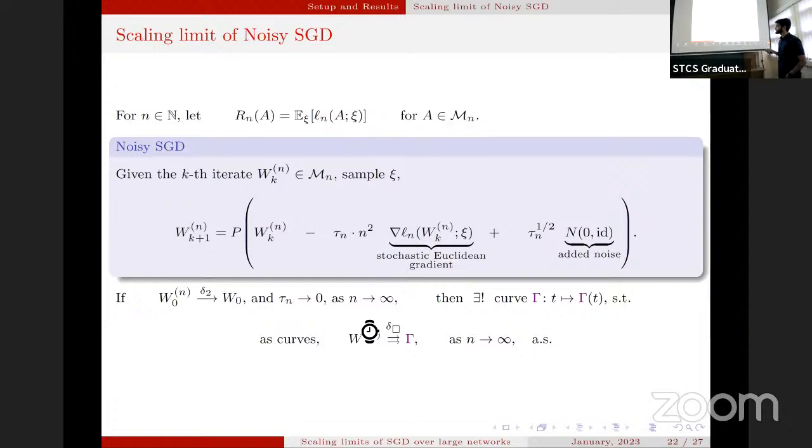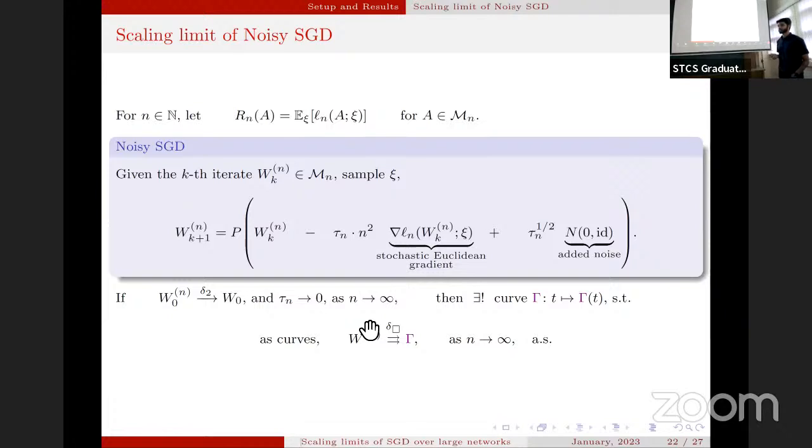What we show is that if the initializations of these algorithms converge to some graphon W0, and if the step sizes go to 0 and then n goes to infinity, then there is a limiting curve to which these algorithms converge as processes. Which means that there exists a unique curve gamma, mapping t to gamma_t, such that as curves, all these iterates, as n goes to infinity, converge to the curve on graphons in the graph sense, by which I mean in the cut metric sense, as n goes to infinity almost surely. This almost surely is over the randomness due to the data and the Gaussian.